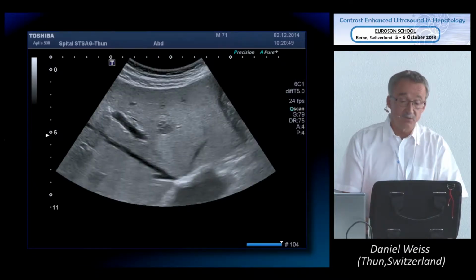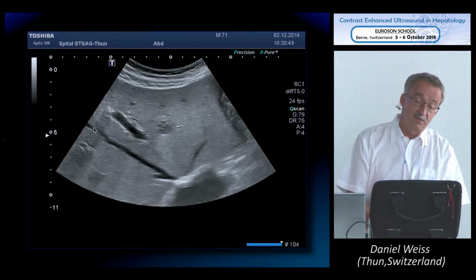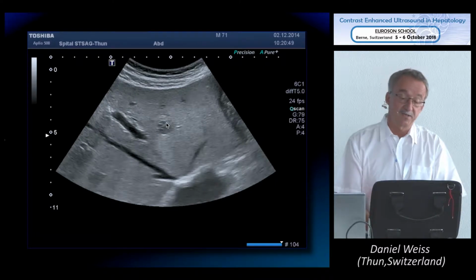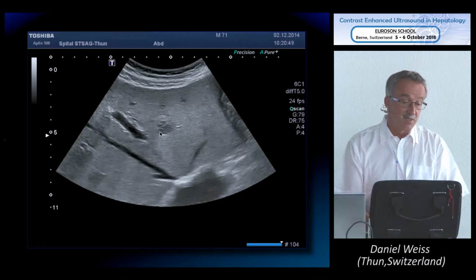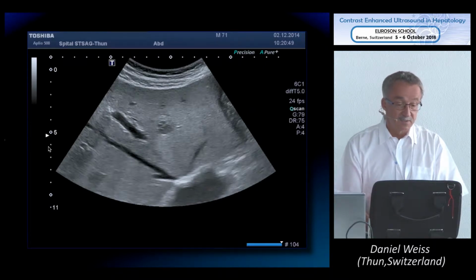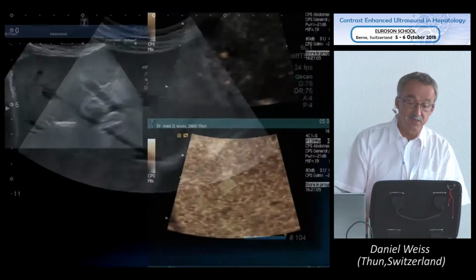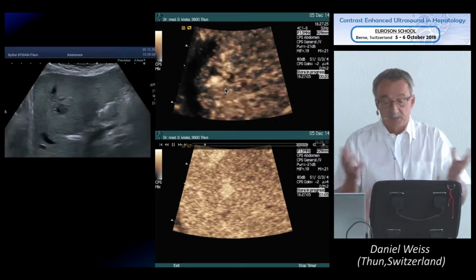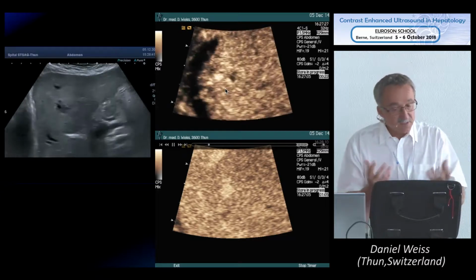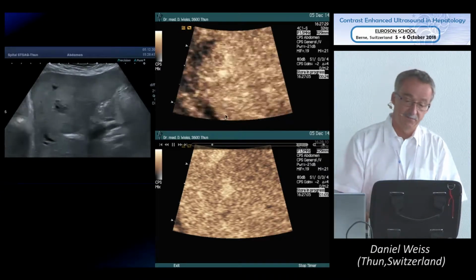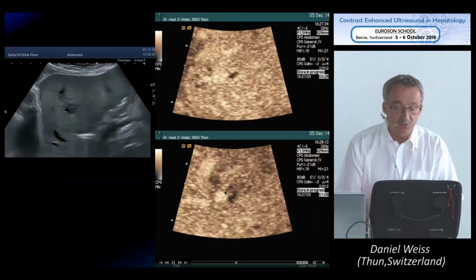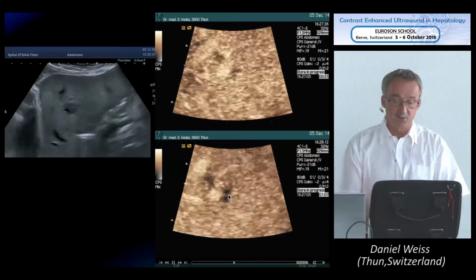And to show you the potency of this method, I'm going to show you this case, a man with a colon cancer, follow-up examination, and you see this small lesion. You see here, this is 1 centimeter, so this is a very small lesion. And we look at the wash-in, wash-out phase. The wash-in phase, yes, there is some wash-in, but it's difficult. And yes, there is some wash-out. Maybe there are 2 lesions, very, very small.